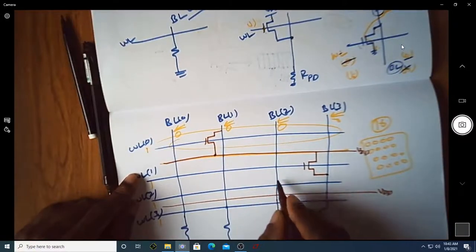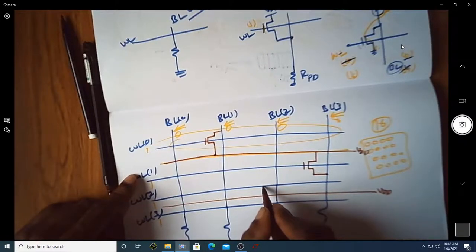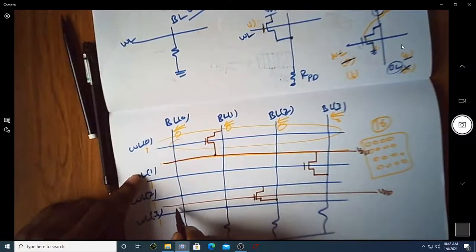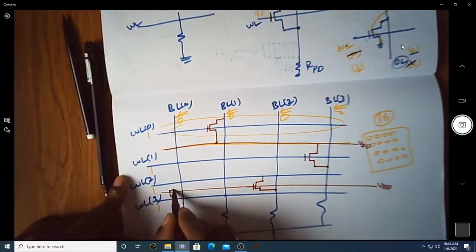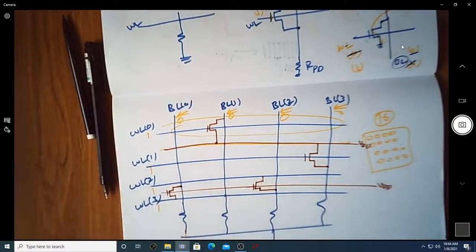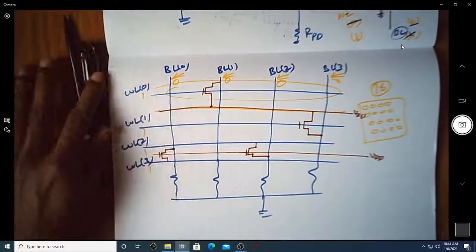Let me have one more transistor connected from this to this, and then let me have more transistors connected from this word line. You can see I'm just connecting from this word line to this bit line. Assume that these are the transistors connected at different points. Let us try to understand.